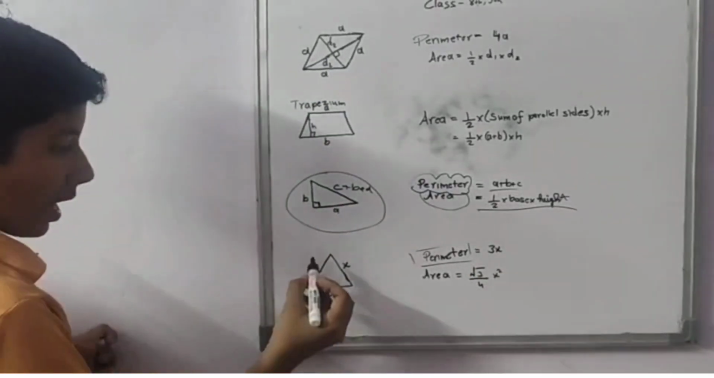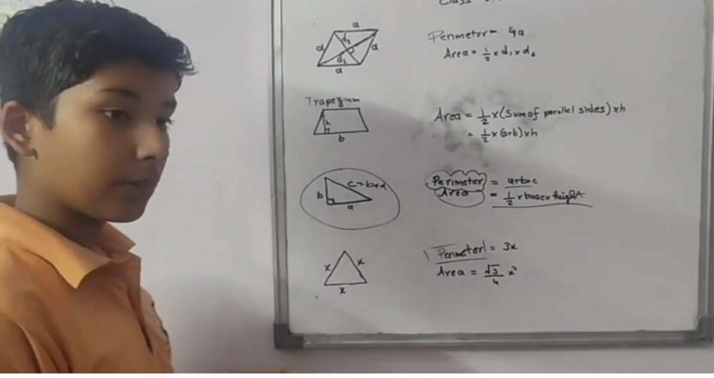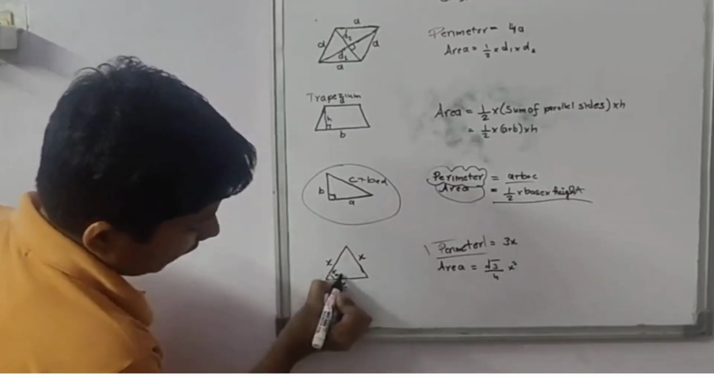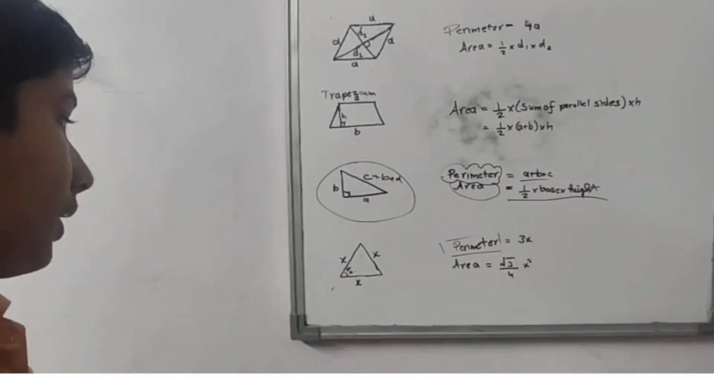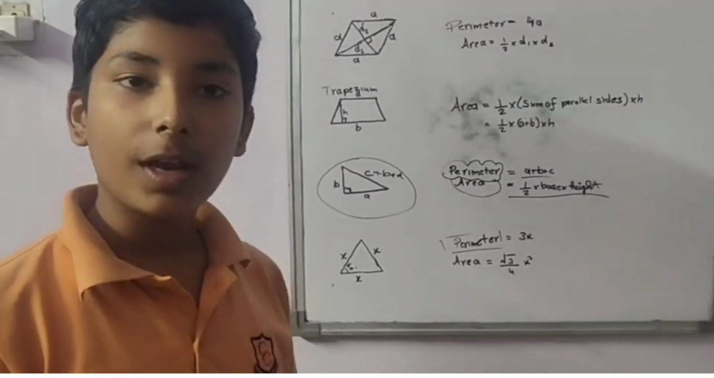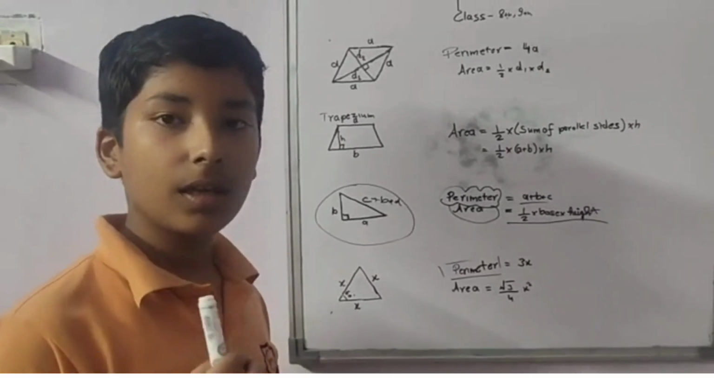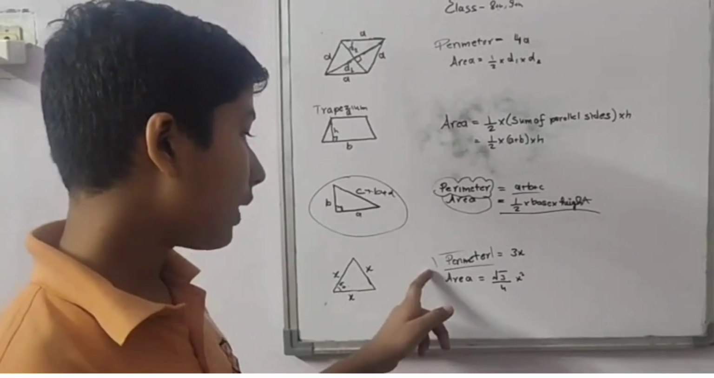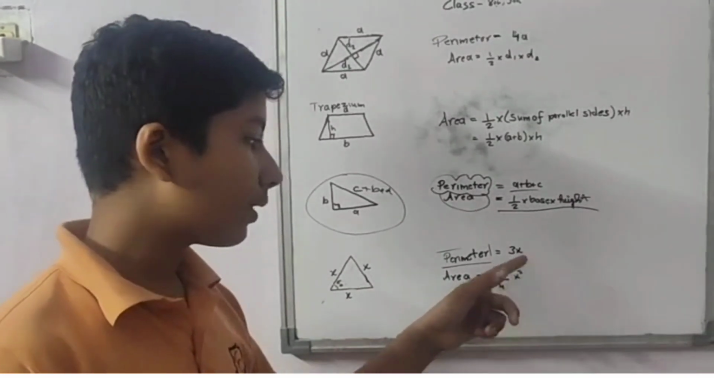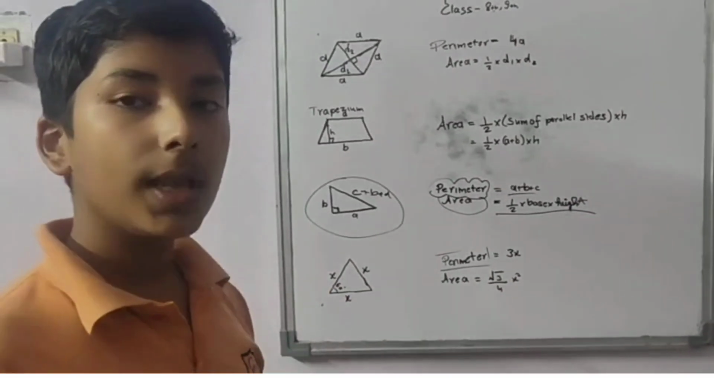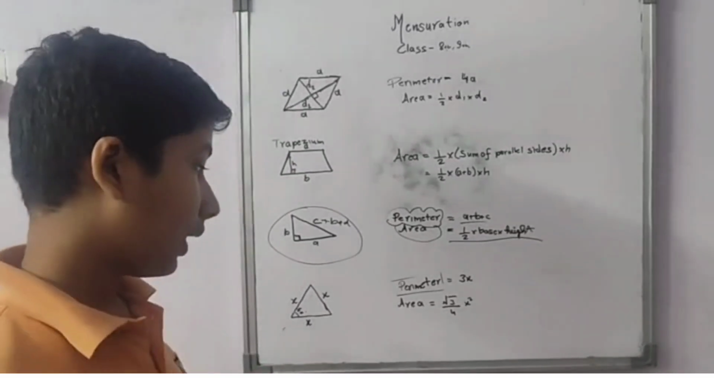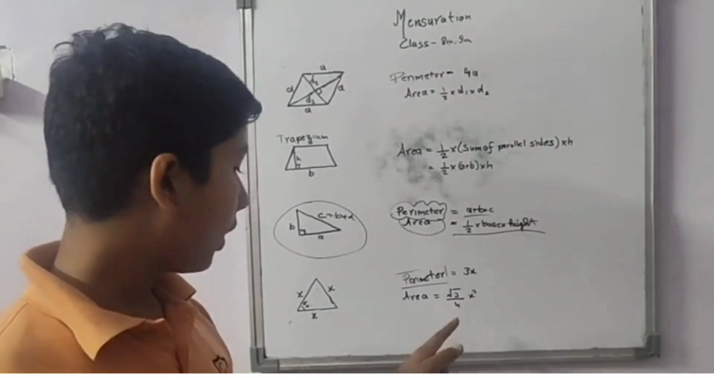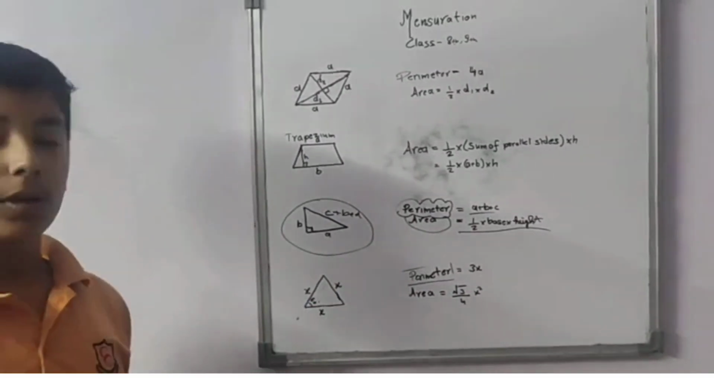An equilateral triangle has all the sides equal, forming a 60-degree angle at each corner. The interior angle property of a triangle is that the sum of all the angles in a triangle is always 180 degrees. So let's find its perimeter. Its perimeter is 3x, as there are three sides which are equal. x plus x plus x equals 3x. Area. Area is root 3 by 4 x square. What is x? It is the side, so root 3 by 4 side square.